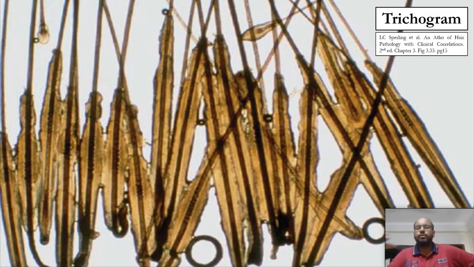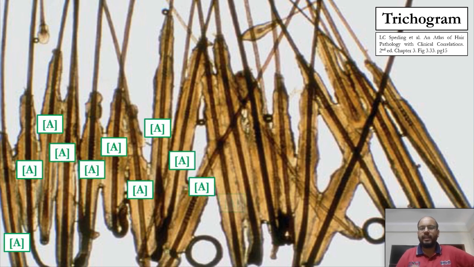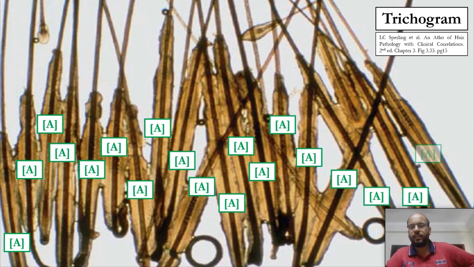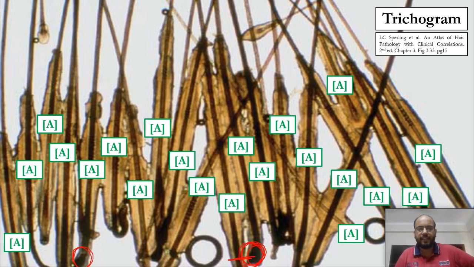Now, if you have done your trichogram procedure correctly, this is how you see a trichogram. Now, in trichogram, we need to find the anagen and telogen ratio. So, I've already labeled all the hairs which are anagen. You can easily see that the hair is properly pigmented. There is sheath present around it. In fact, you can easily appreciate the delta end of the bulb.